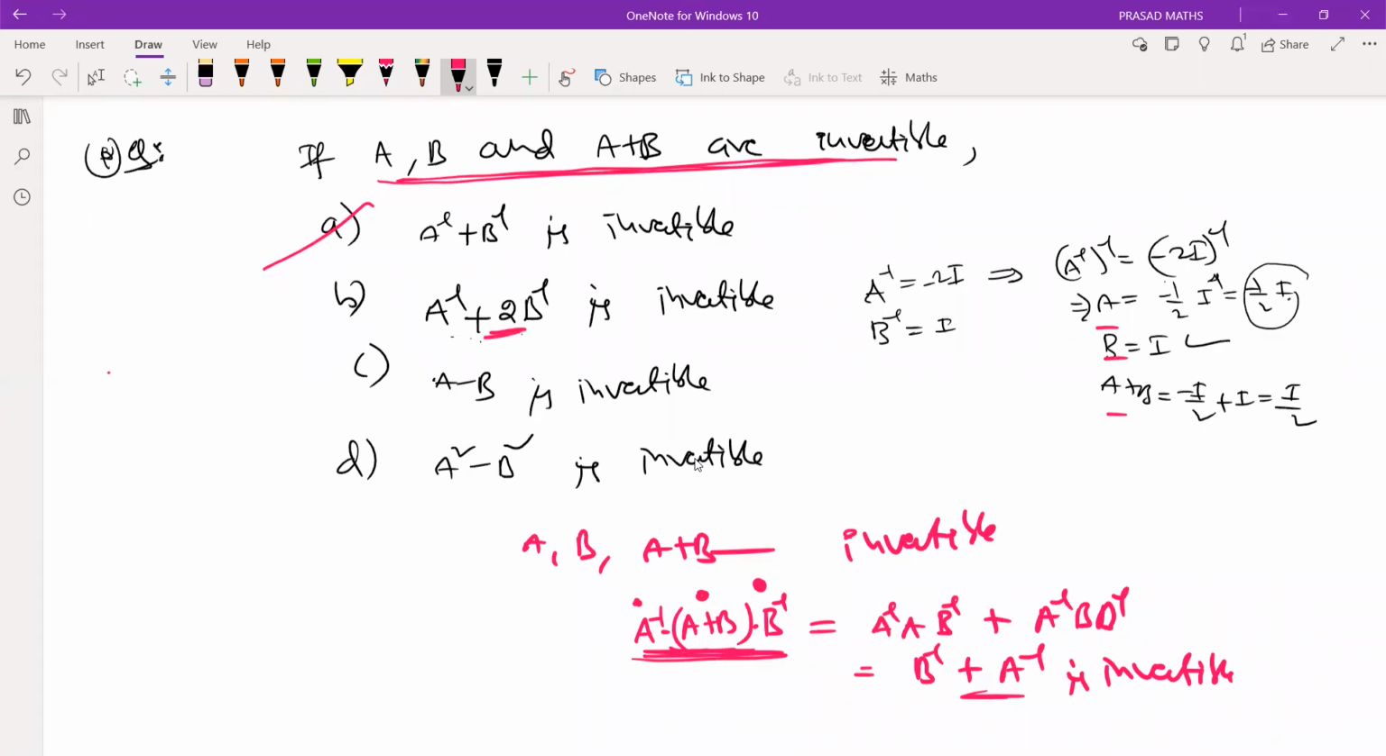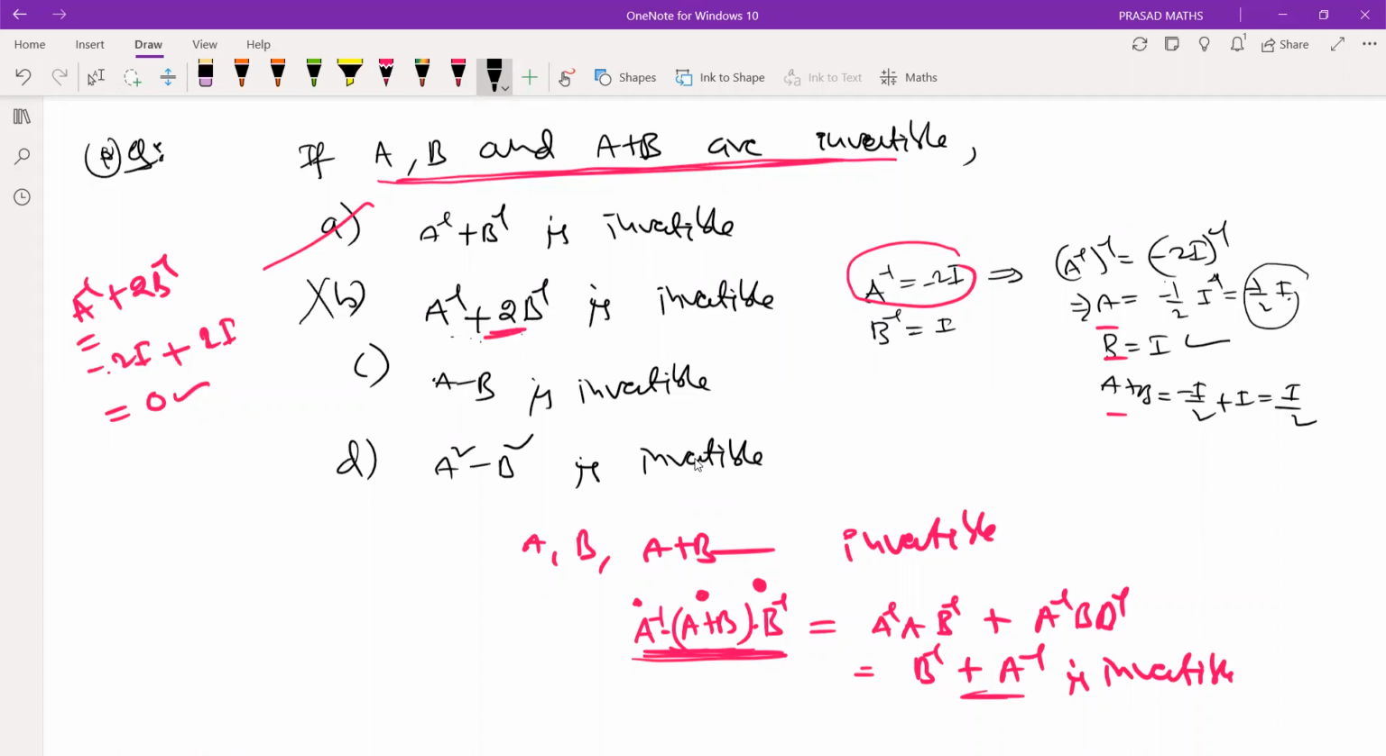What is A inverse, which I take actually? Minus 2I. What is B inverse? A inverse plus 2B inverse is equal to minus 2I plus 2 into I, that means 2I minus 2I, 0. Therefore, it is a zero matrix. It's a singular matrix. It is not invertible. So this option has failed. Is it clear? Okay, sir.